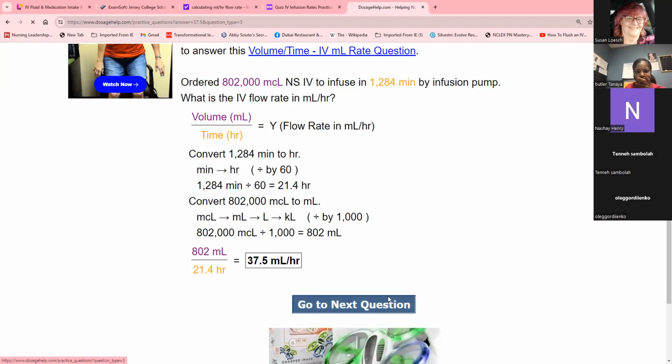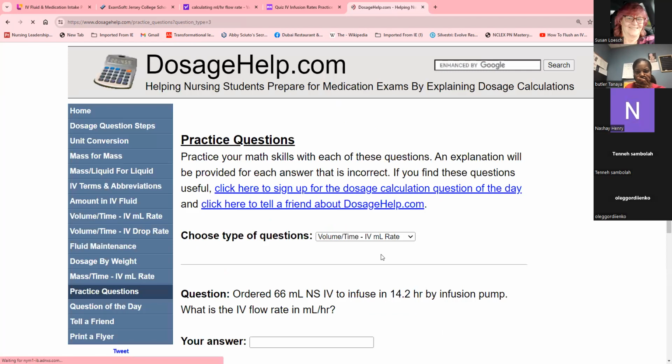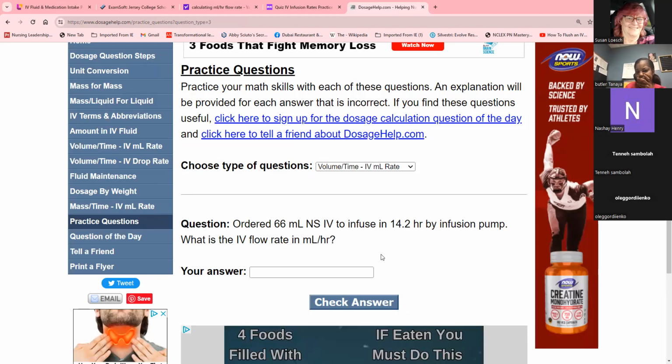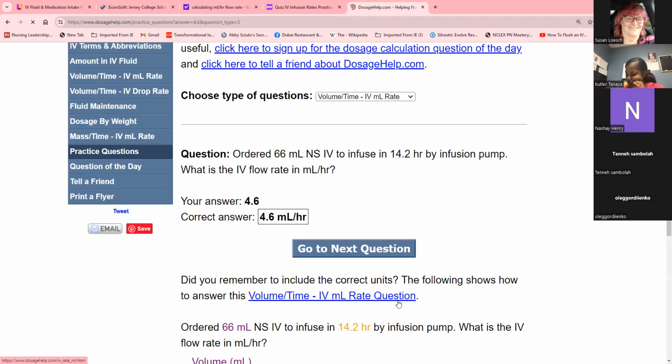So what matters is, do you have a formula that works for the question you're trying to solve? Here you go. This is a simple one. Let's see if you can do it. So it's 4.6. Right. Hey, rock stars. There you go.